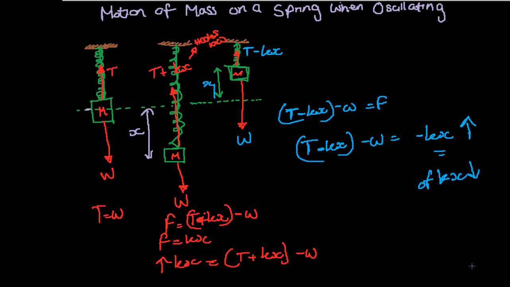Summarizing, this shows that the resultant force on the mass is directly proportional to displacement, but in the opposite direction to displacement. When the mass goes up, the resultant force is downwards, and when the mass goes down, the resultant force is upwards.